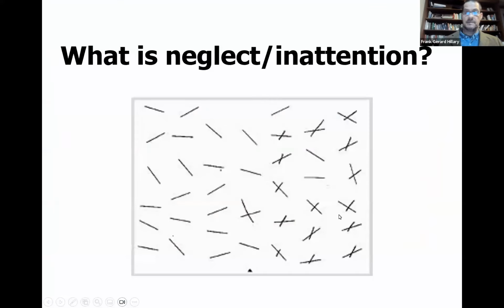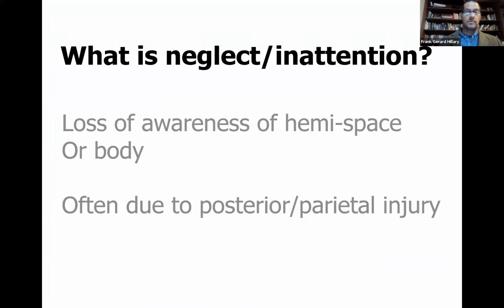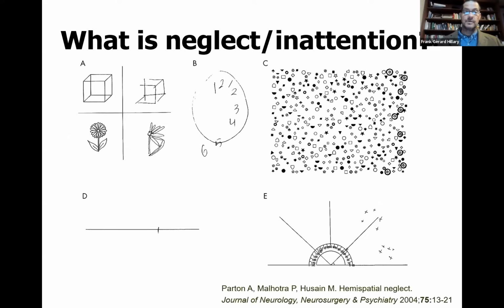And what ends up happening then is if you ask somebody with a page filled with these lines to just turn them all into X's or just line bisect them, the patient will focus almost solely on the right side of the page. So it's this loss of awareness of hemispace or body. It could also be their own body. They may neglect part of their body due to posterior or parietal injury. And there's a range of examples of this.